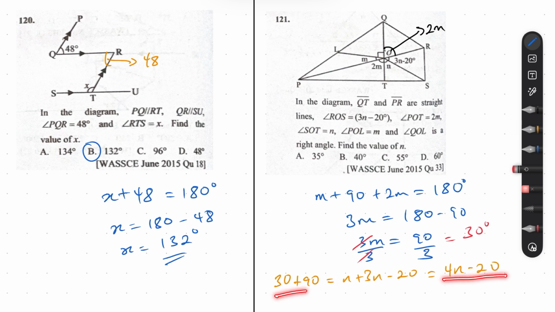Cool. So we need to just rearrange and then we'll find our N. So we'll have 4N to be equal to 140. So we can now divide both sides by 4. So 4 will cancel out, and then we'll have our N to be equal to 35. Okay, which is A. Cool. I think you understood that.